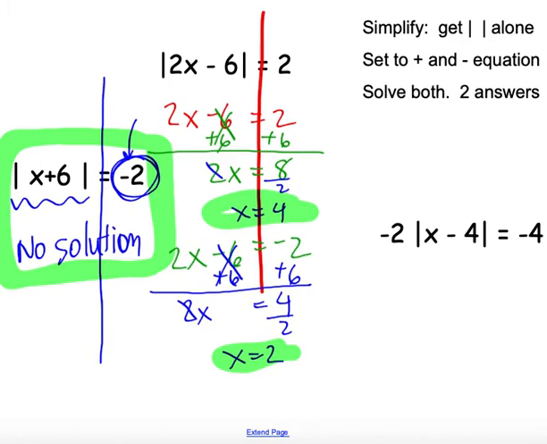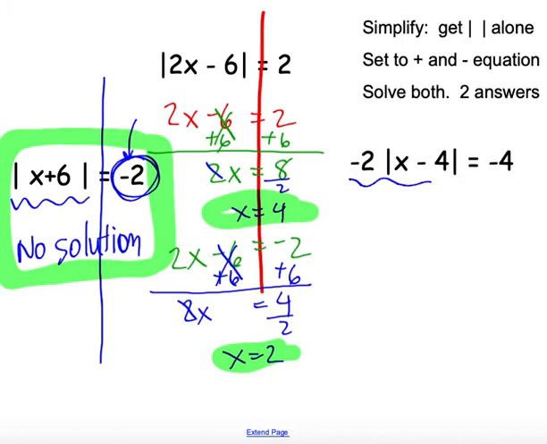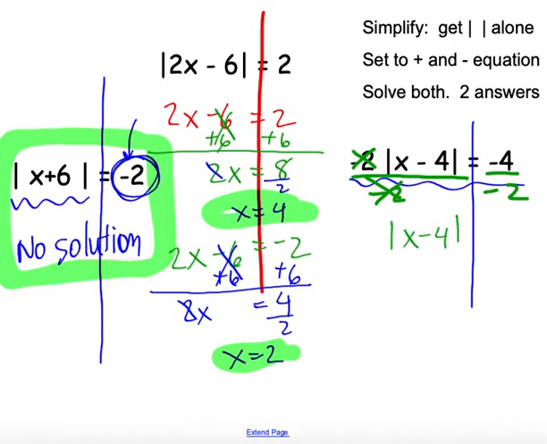Now, not to be confused, if you look at this equation, it looks like it equals a negative number. But our absolute value is not by itself yet. So if I were to get the absolute value by itself, I'm going to divide both sides by -2, which means this will cancel, and I will be left with absolute value of x minus 4 equals +2, and then from here I can set it up and solve it both ways. So make sure that you understand the difference between when it equals a negative number and when it kind of looks like it's going to equal a negative number.